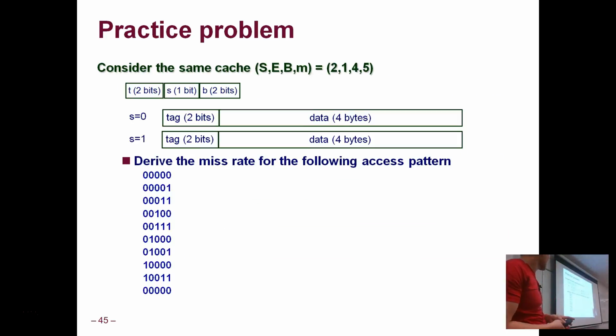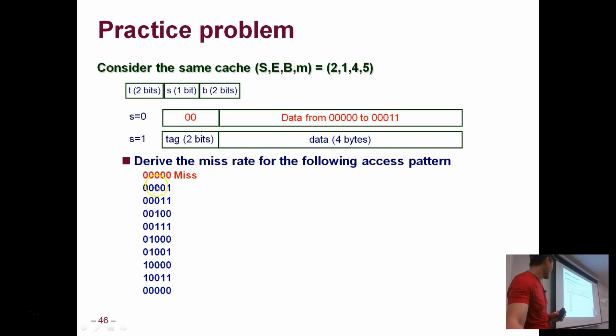Okay, so consider this cache. We're going to derive a miss rate for the following access pattern, and I'll walk through this with you. The first one obviously is going to be a miss, but when it misses, which addresses will it bring in? The first, second, third, and fourth. So it'll go from 0 to 3 on the miss. So the data from 00000 to 00011, that's all brought in.